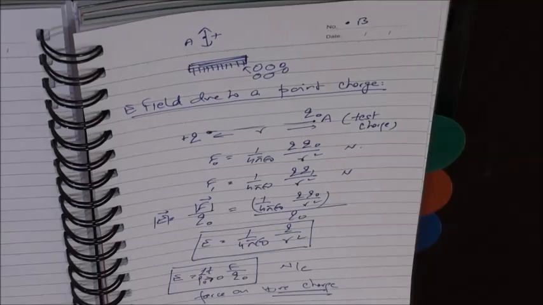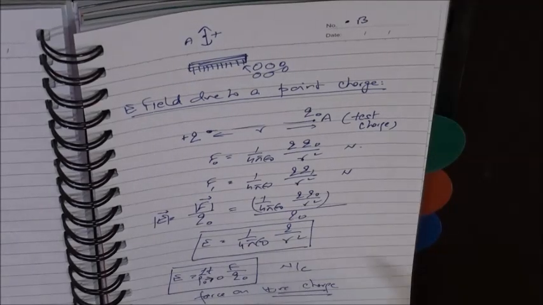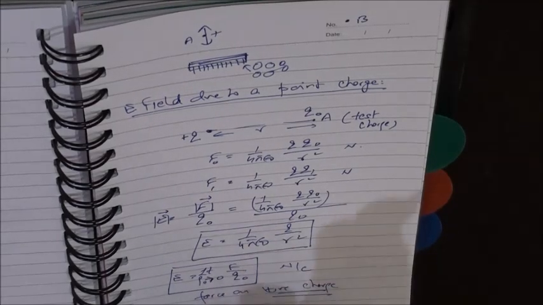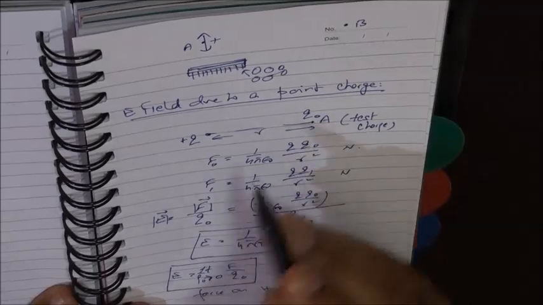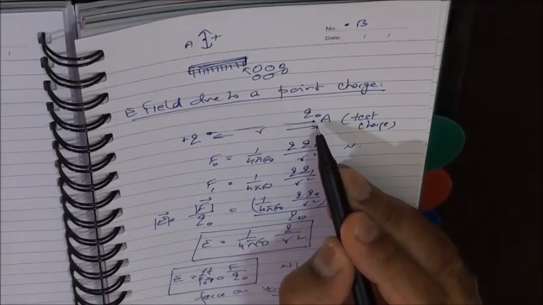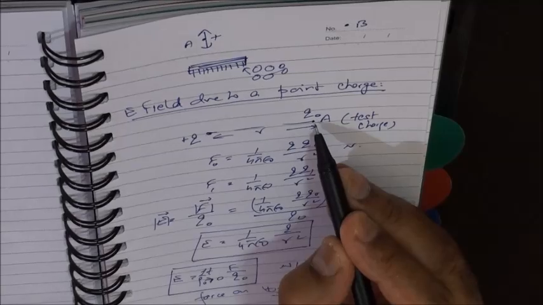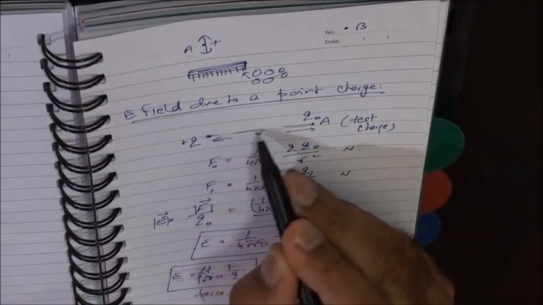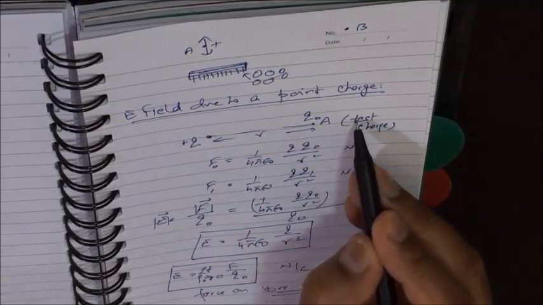So wherever you want to find out the electric field, assume that there is a positive charge and see the direction of force. For example, in this case, it is plus, I have to find field at this point. So assume that there is a positive charge. What will be the direction of force? This will, this. So this is the direction of the field.